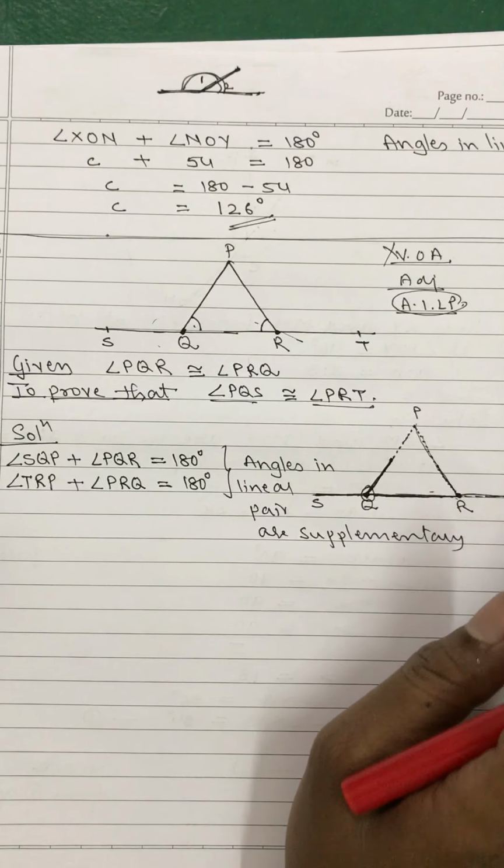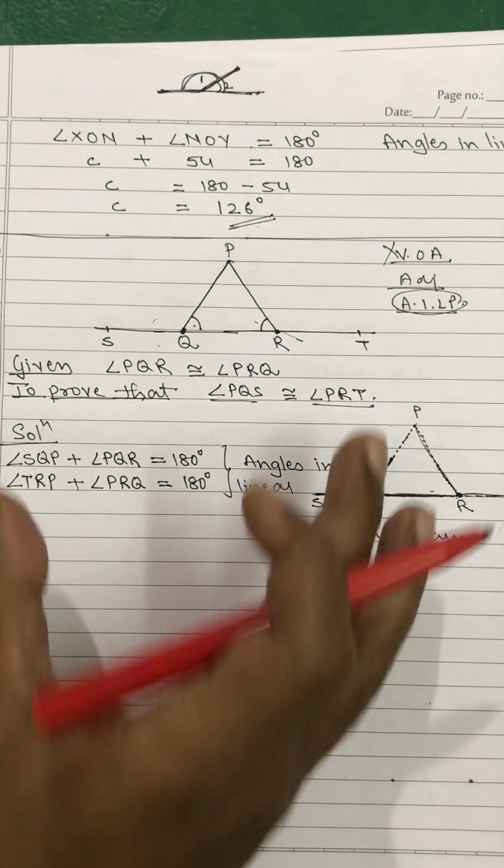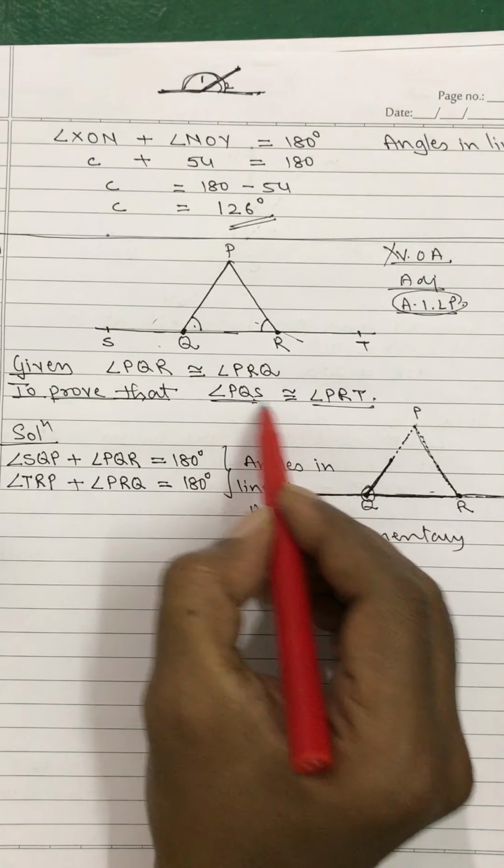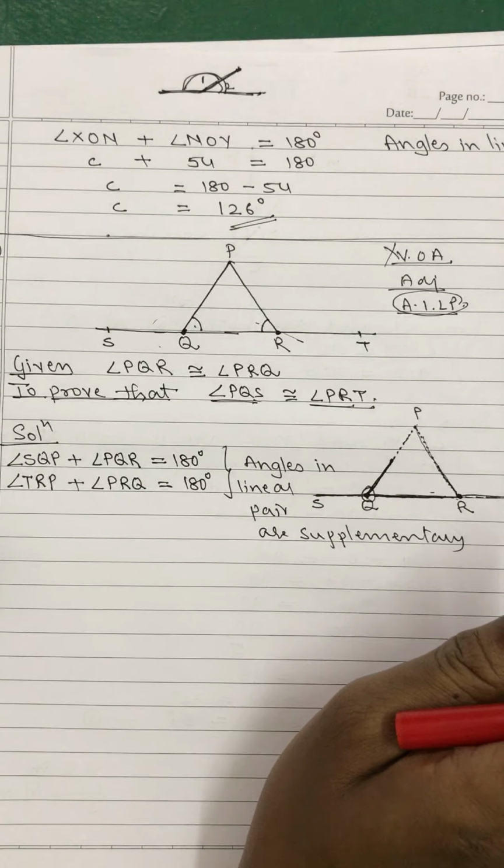Okay. So coming back to this, what we did in this question is that we have to prove PQS is equal to PRT. We just remove that PQS and PRT.